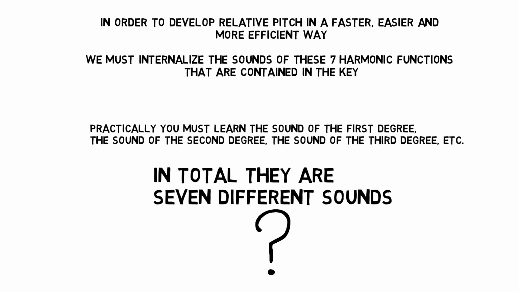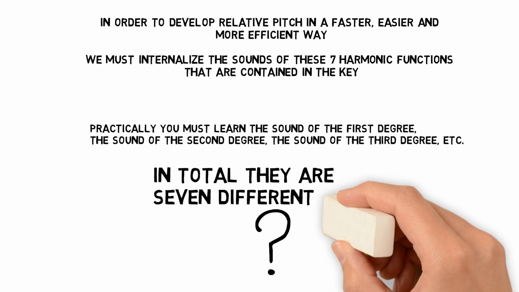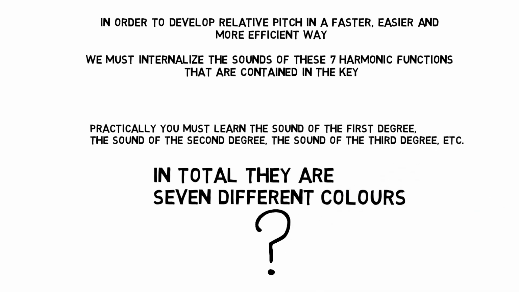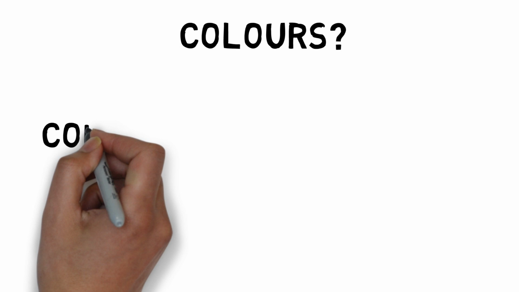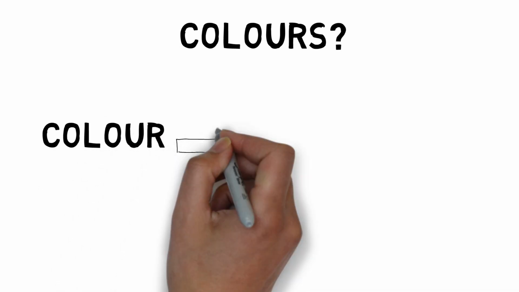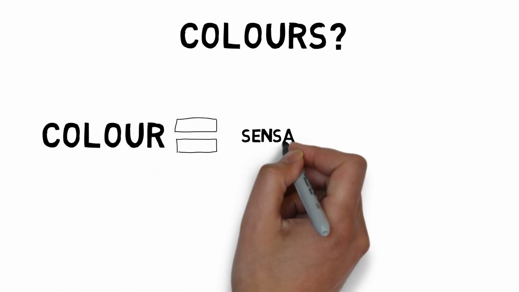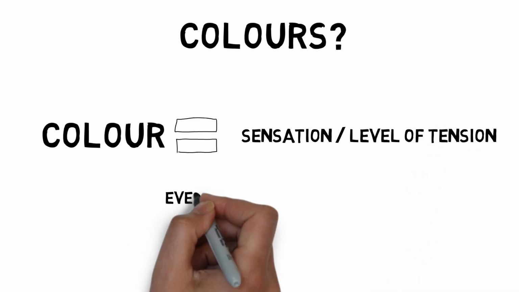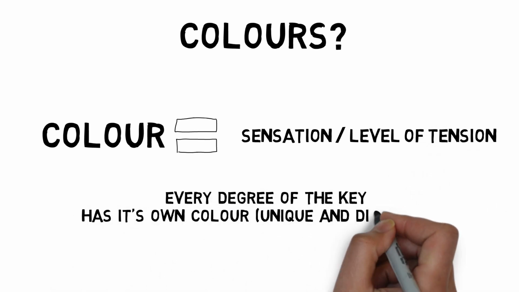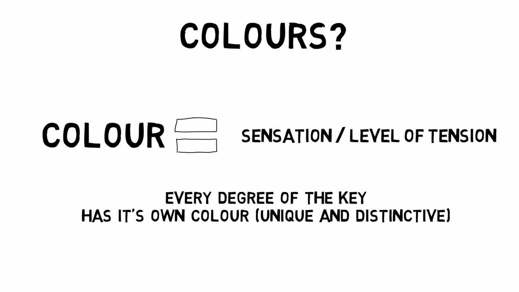7 sounds? What do you mean with 7 sounds? Okay, the term sound is a little bit generic. It's more adequate to call it color. Every degree of the key has its own color. In total, they are 7 colors. What? Colors? Red, blue, green? No. What I mean with the word color in this context refers to a sensation, or more scientifically to a level of tension. Every one of the 7 degrees of the key has its own level of tension, its own color, its own... you name it. But I think you understand.